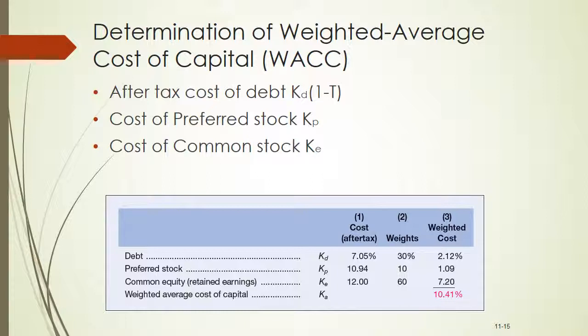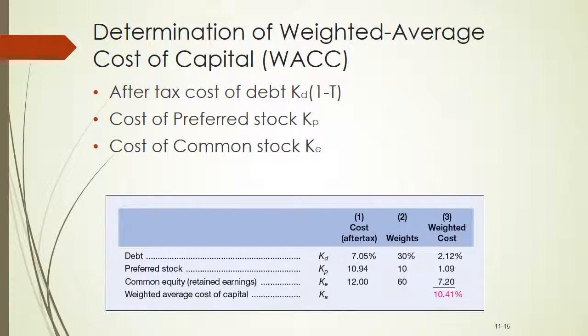We can see in column 1 that the cost of debt is 7.05%, the preferred stock is 10.94%, and the common stock cost is 12%. The company's total assets are composed of these three different components: 30% of the total assets is debt, 10% is preferred stock, and 60% is common equity.